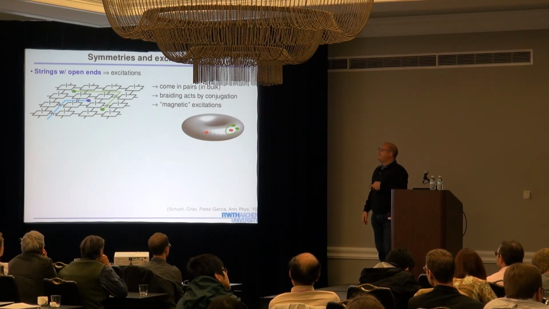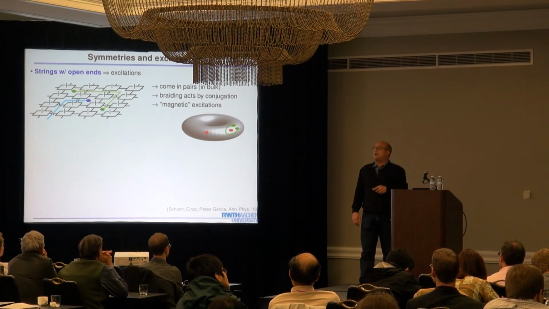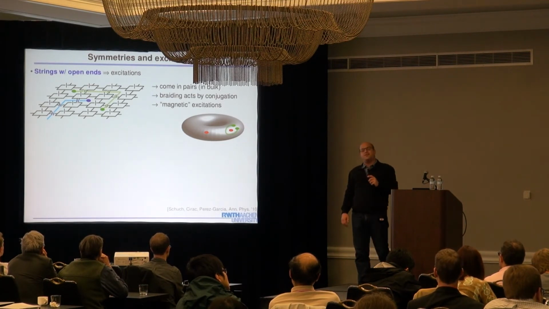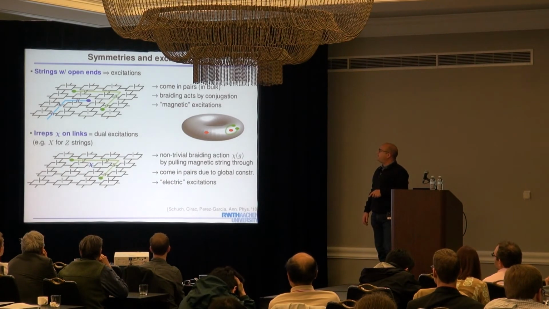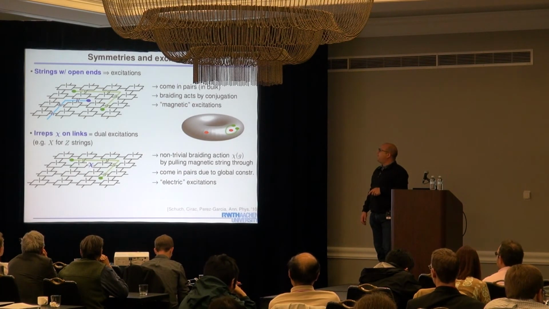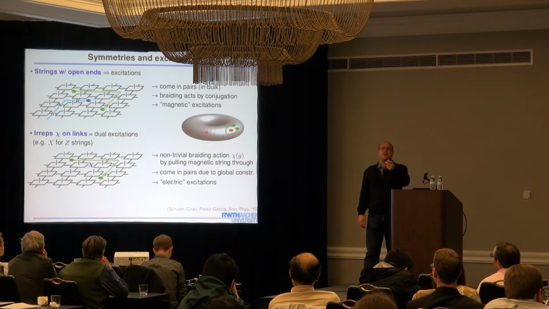Now, you might think that that's all the excitations we can build, but it's not, and the other excitation is slightly less natural. So the point is the following. What we can do in addition is take an irreducible representation action. So for instance, if we have a Z2 symmetry, we can take a sigma x.